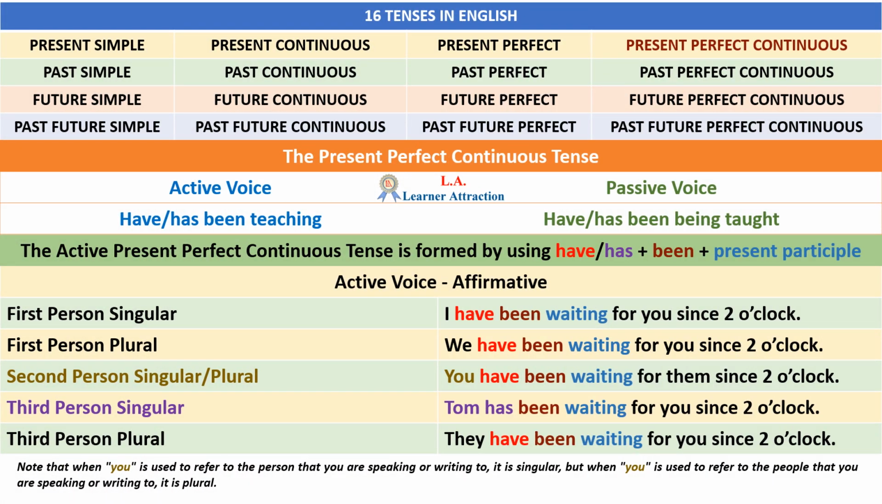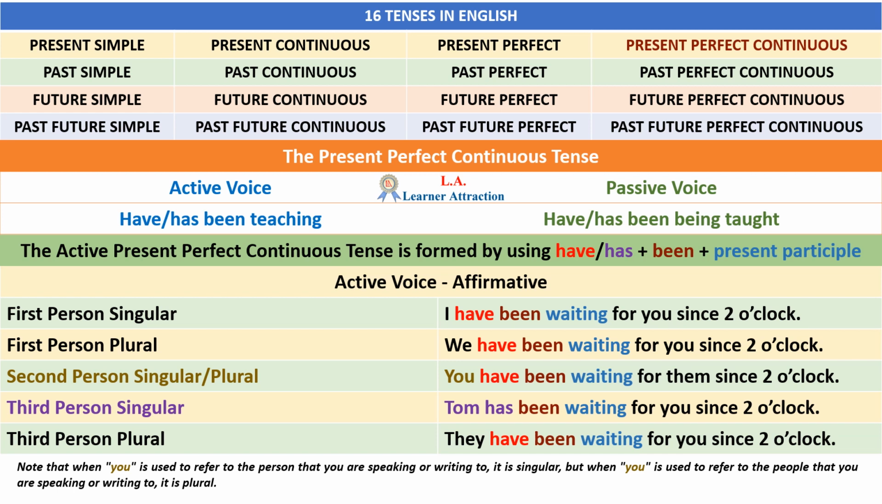Let's look at all the 16 tenses again. The present simple tense, the present continuous tense, the present perfect tense, the present perfect continuous tense. The past simple tense, the past continuous tense, the past perfect tense, the past perfect continuous tense. The future simple tense, the future continuous tense, the future perfect tense, the future perfect continuous tense. The past future simple tense, the past future continuous tense, the past future perfect tense, the past future perfect continuous tense.